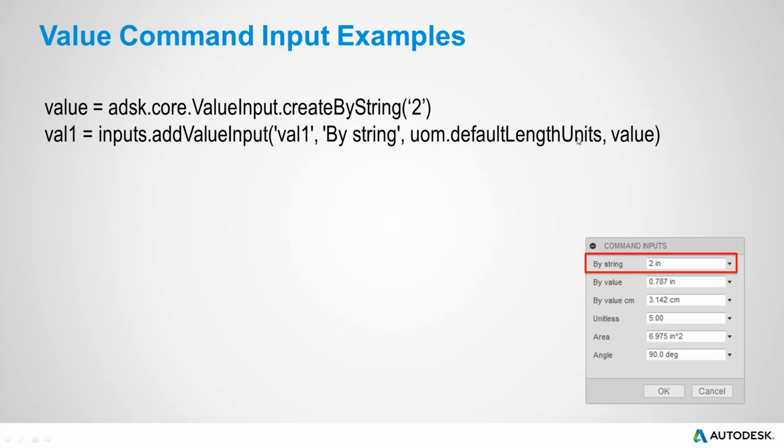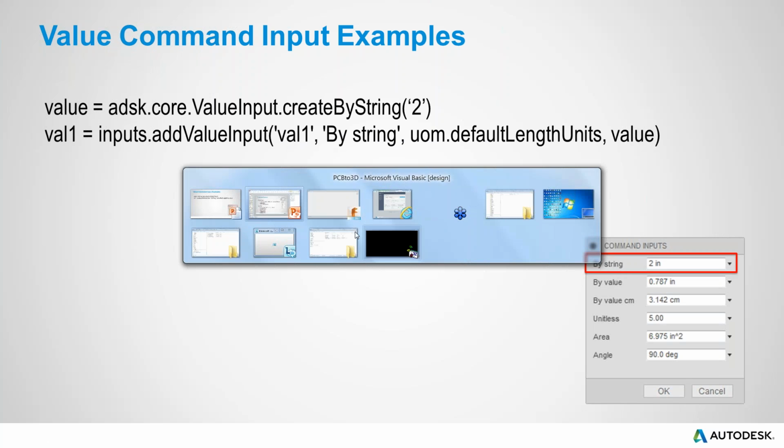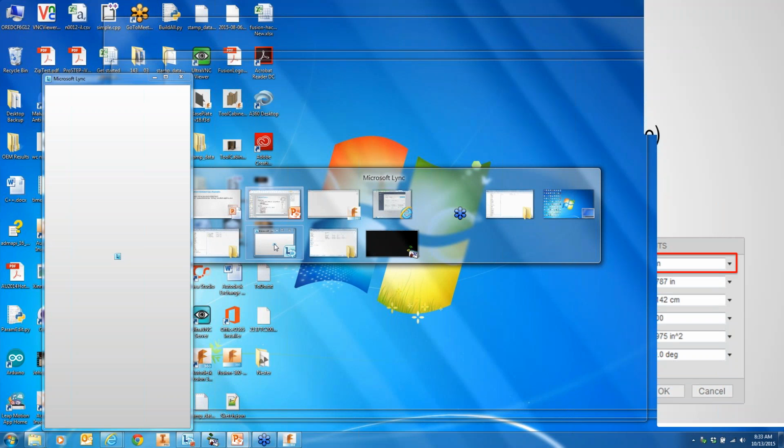The third argument is the units of this input, and so there's a units of measure object that I got from the design, and there's a property on it called default length units, and so I'm using that. So it's whatever the user has said he wants to use as his default units. And let me show you what I mean by that.